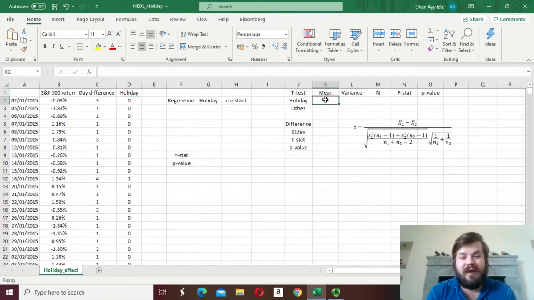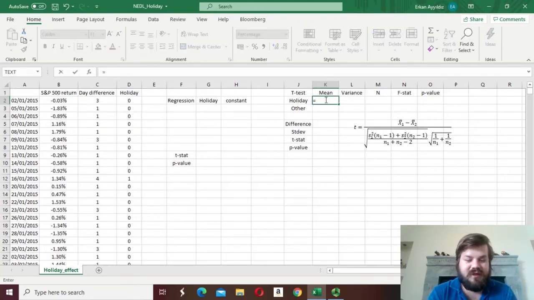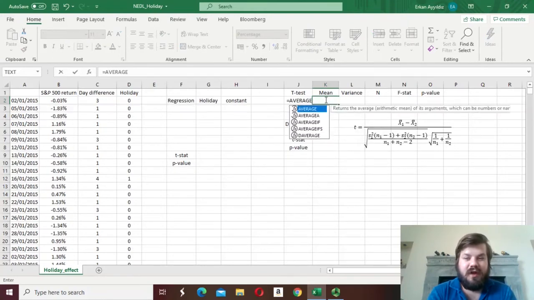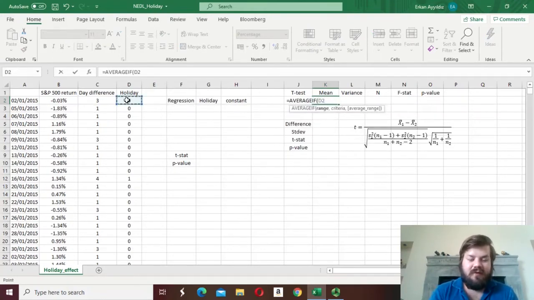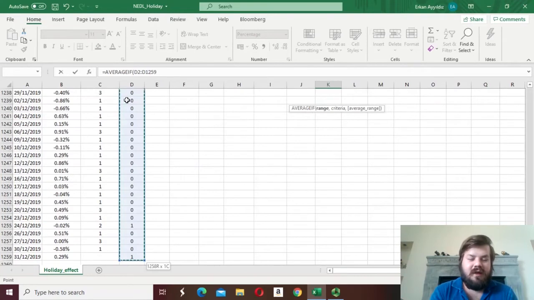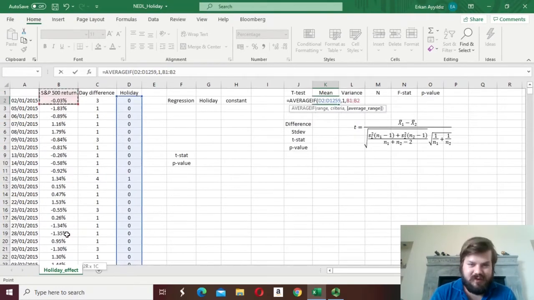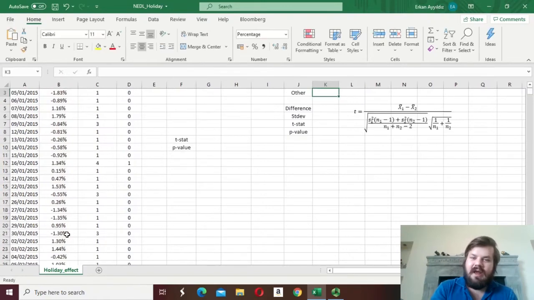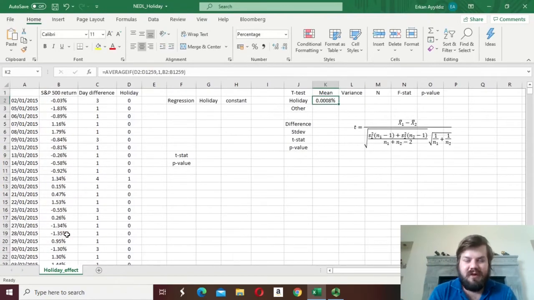First of all, let's calculate the average returns on days preceding holidays and on all other days. To do that, we just need to code the average if function. If there is a holiday, this dummy variable would be equal to 1. And we need to input the average range. That would be just the range of returns in our sample period. And we see that the average daily return on the days preceding public holidays is roughly 0.